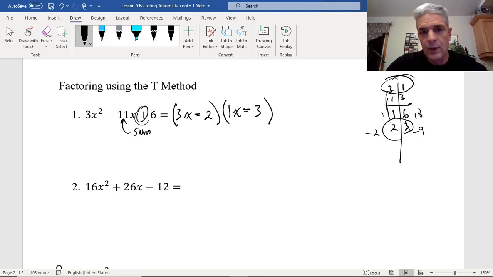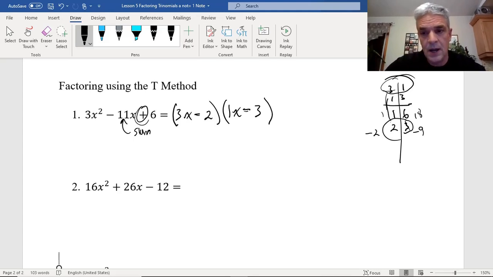You're going to get 3x times 1x, which is going to give me 3x squared. You're going to get 3x times minus 3, which is going to be minus 9, then minus 2 times 1x, which is going to be minus 2x. Those two will combine to give me minus 11x. And then finally, minus 2 times minus 3 will give me positive 6.